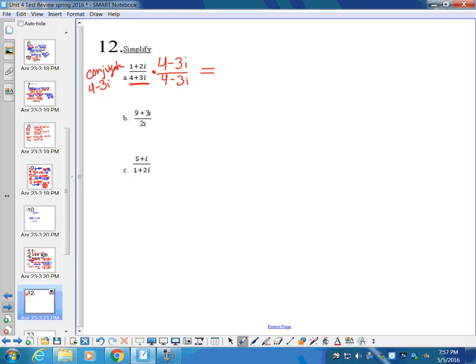So you'll get 4, and you'll get negative 3i. You'll get 2i times that is 8i. And 2 times negative 3 is negative 6i squared. Okay, 4 minus 3i plus 8i minus 6i squared. Now, combine your like terms. So your top's going to look like this. 4 plus 5i, plus 6. So you got 10 plus 5i on top.